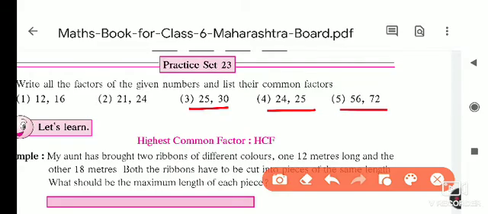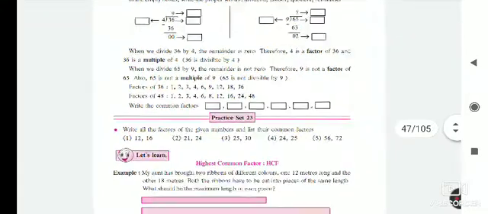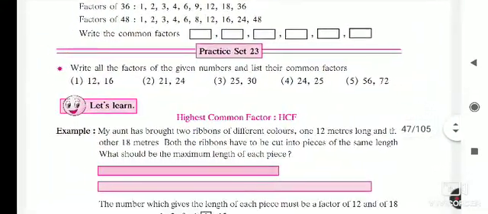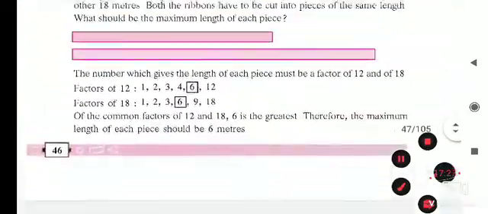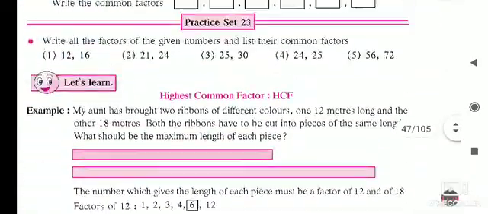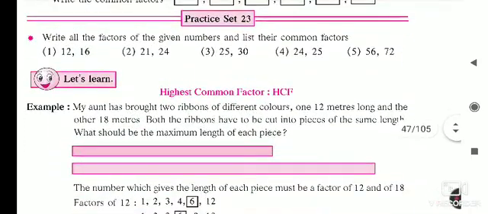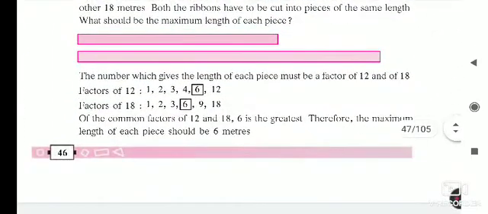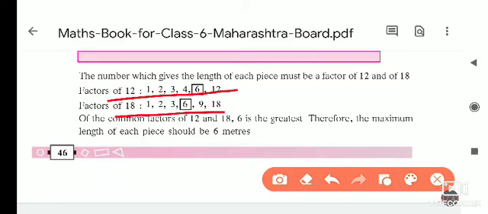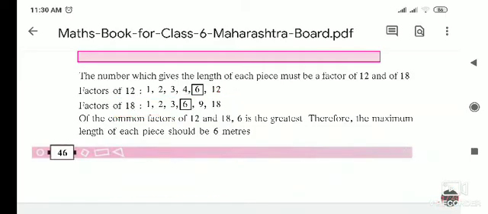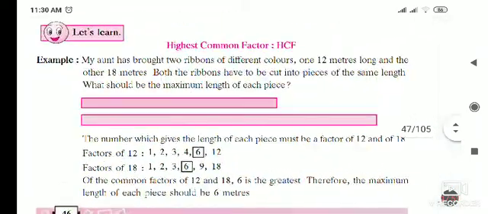So today we'll stop here. All of you complete practice set number 23, and tomorrow we will take the HCF, the highest common factor. Before that you have to practice finding common factors, because it is useful for finding the HCF of given numbers. Here the factors are given, and from those the biggest factor, or highest factor, is the HCF of the given numbers. In that way we have to solve these examples.